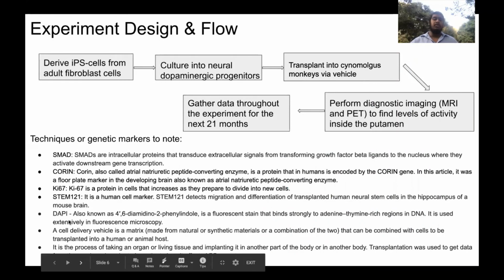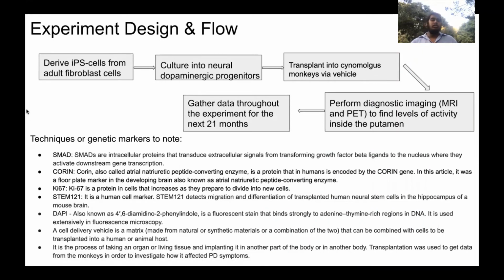And so here we're just talking about our experiment design and flow. As mentioned earlier, we're taking these iPS cells from adult fibroblast cells, these connective tissue cells seen in animals, and we're going to culture those into dopaminergic progenitors, which means precursor cells, really the start of everything. We do that by performing various tests and using various chemicals in order to turn these connective cells into iPS cells. And then those iPS cells can specialize into the progenitor cells.